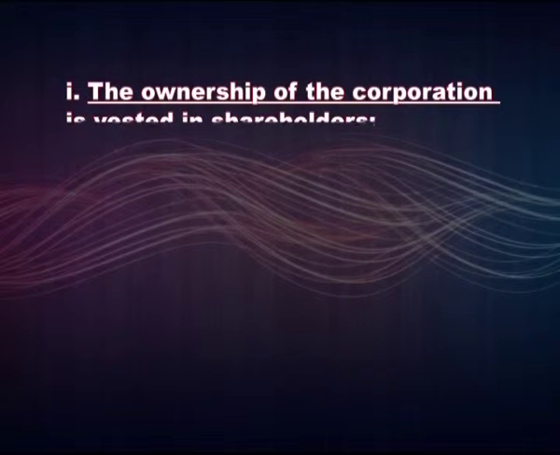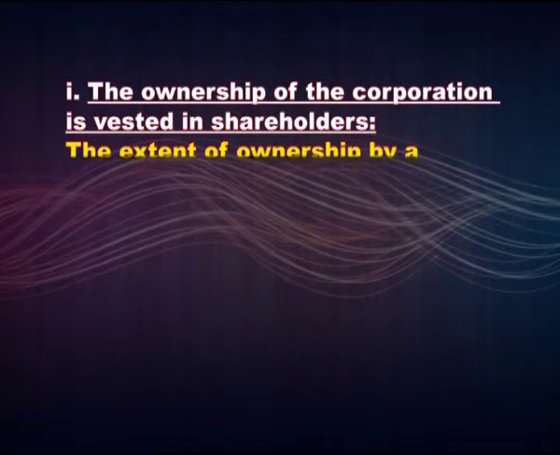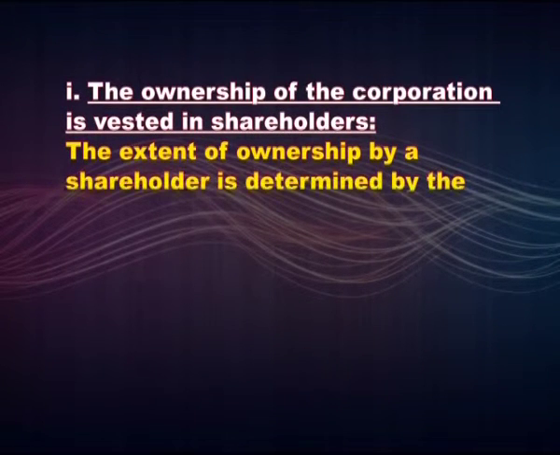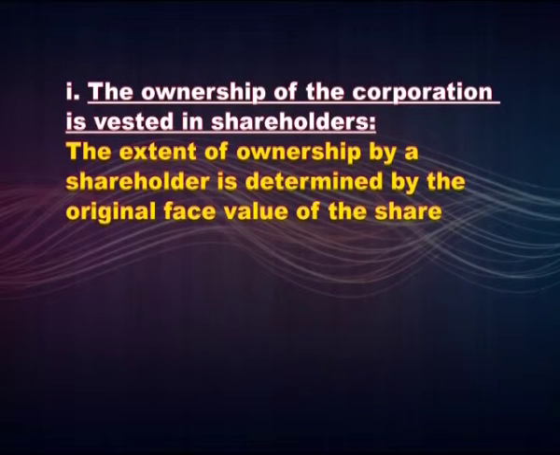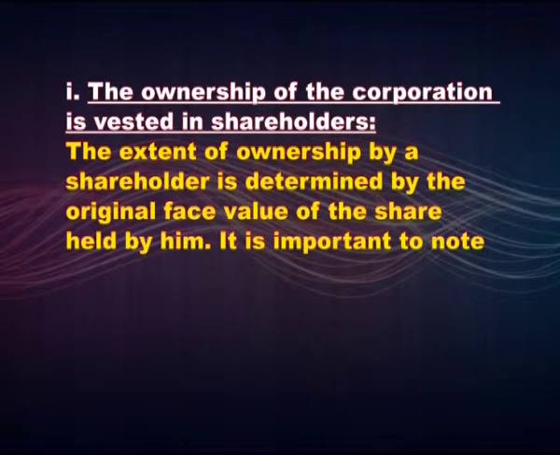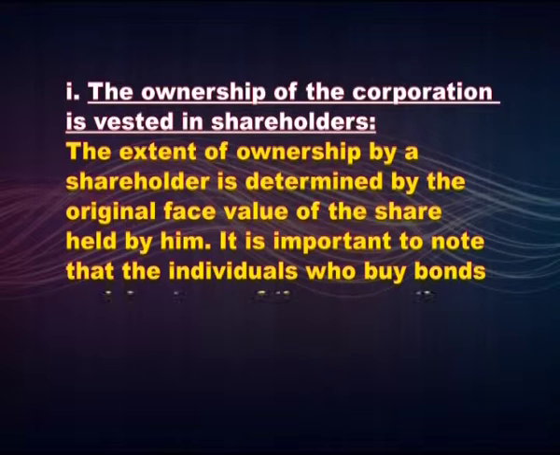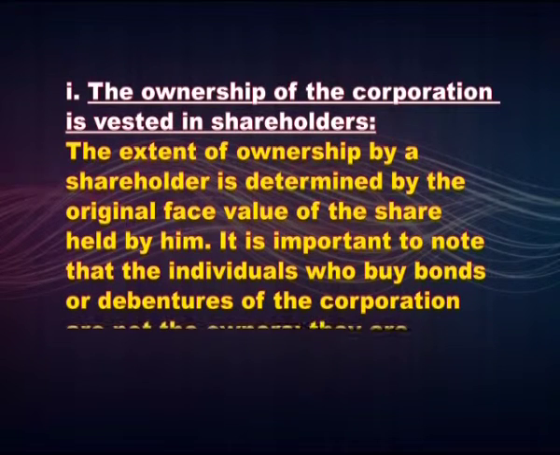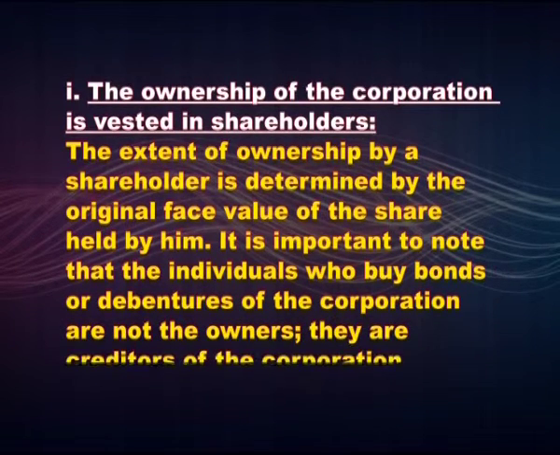The following are the important features of the corporate form of business organization. First, the ownership of the corporation is vested in shareholders. The extent of ownership by a shareholder is determined by the original face value of the share held by him. It is important to note that the individuals who buy bonds or debentures of the corporation are not the owners, they are creditors of the corporation.